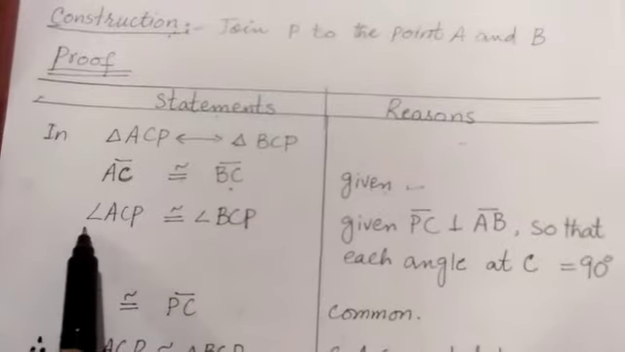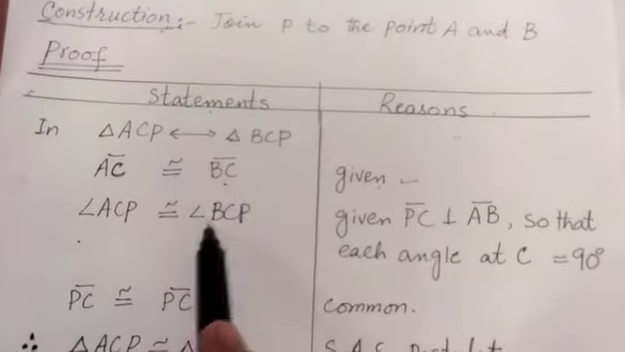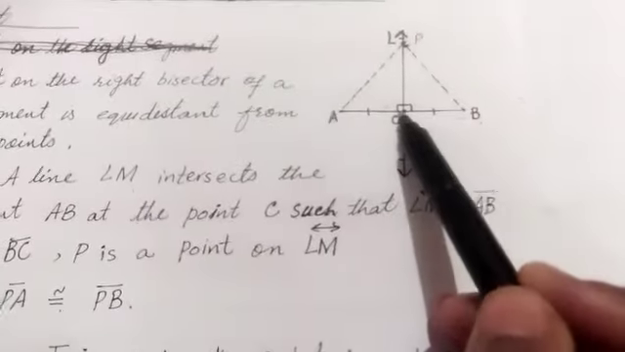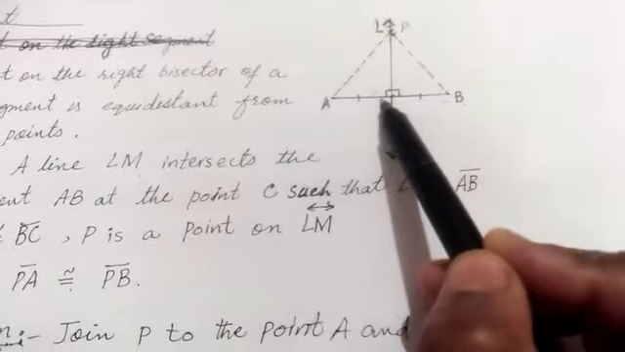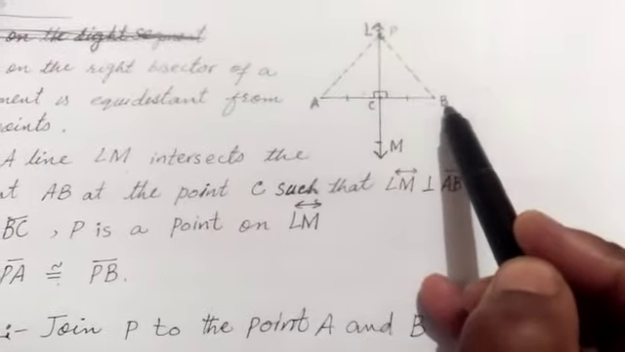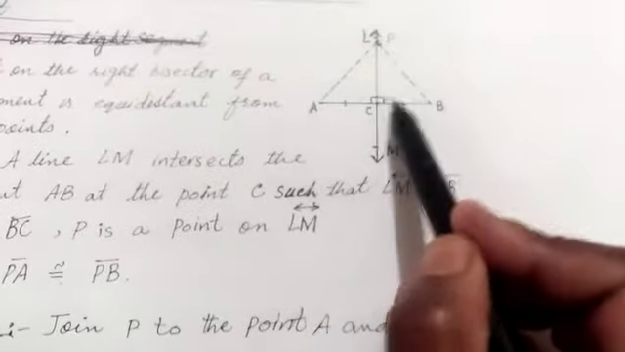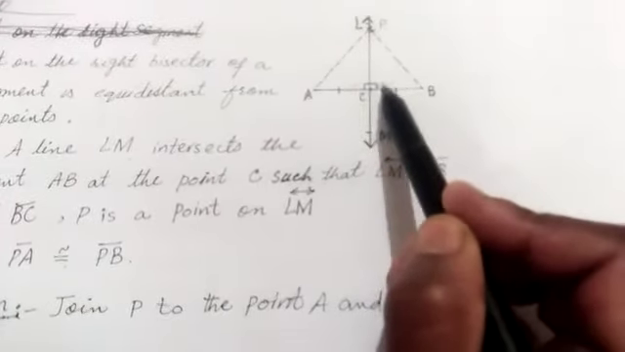Secondly, angle ACP is congruent to angle BCP. Angle ACP of this triangle is 90 degrees. It is congruent to angle BCP, which is also 90 degrees. Both are equal to each other in measurement, so they are congruent.